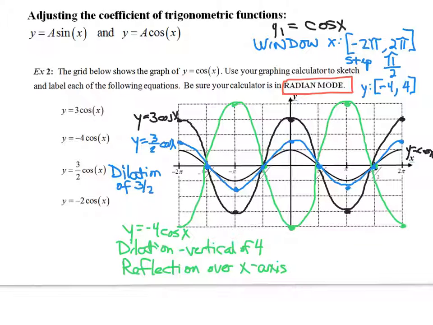Let's finish the last one, y equals negative 2 cosine of x. So this again is going to be not only a dilation but also a reflection. So I'm going to have a height of negative 2, then 0, then 2, then 0, then negative 2, 0, 2, 0, negative 2. Connecting the points. I've got a cosine graph that looks like that, so the red one is y equals negative 2 cosine x.